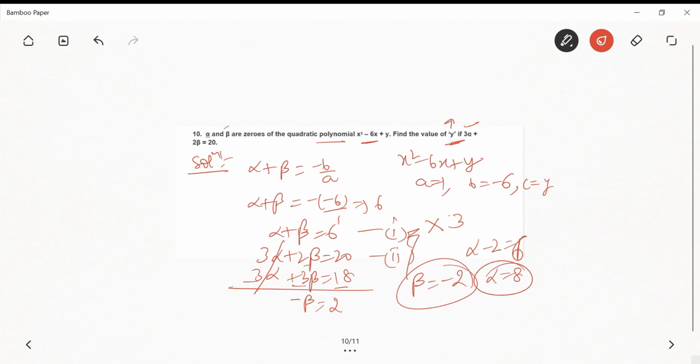Now we have the value of the two zeros. Now we will find out the product of it. So alpha into beta, that is 8 into minus 2, should be equal to c by a. What is the value of c? That is y. So y by 1, because the value of a is 1. Now 8 twos are 16. So the value of y is equal to minus 16. Now let's move to the last question.